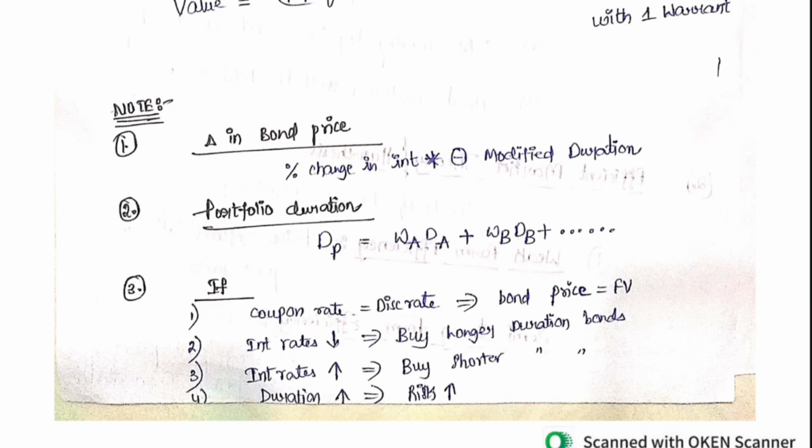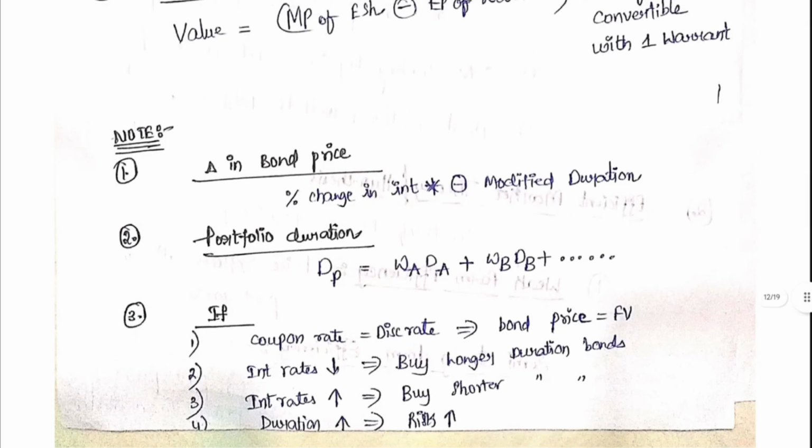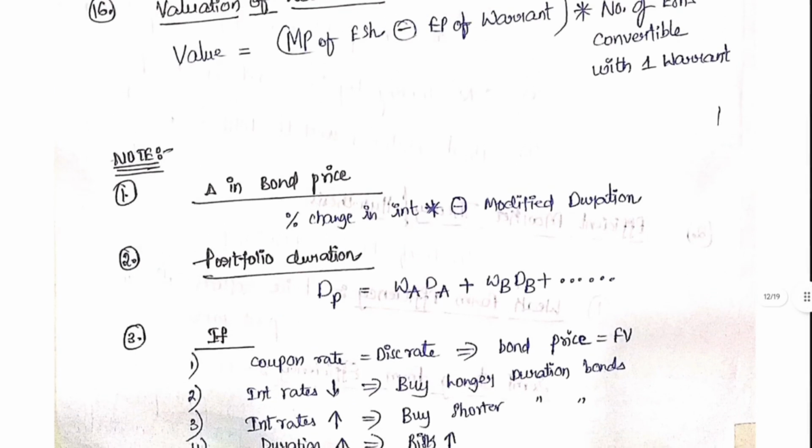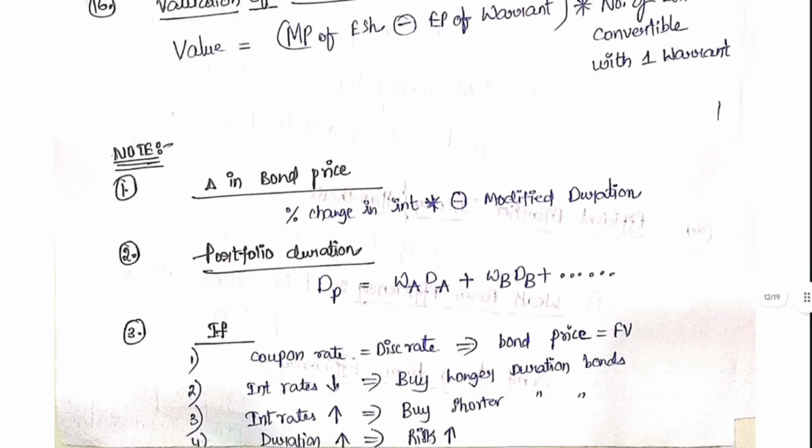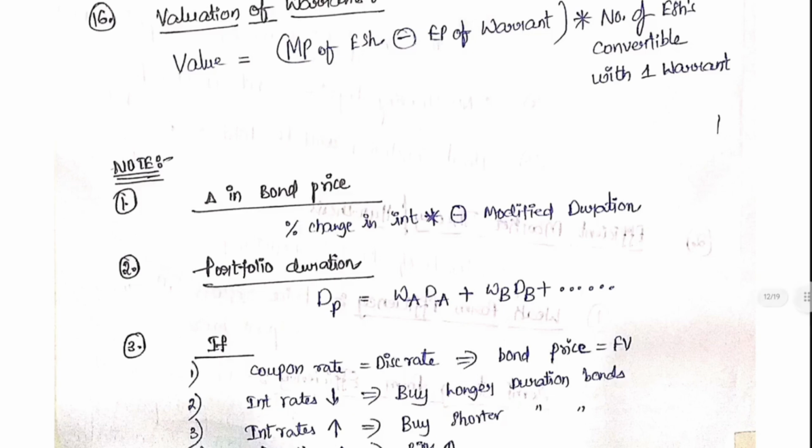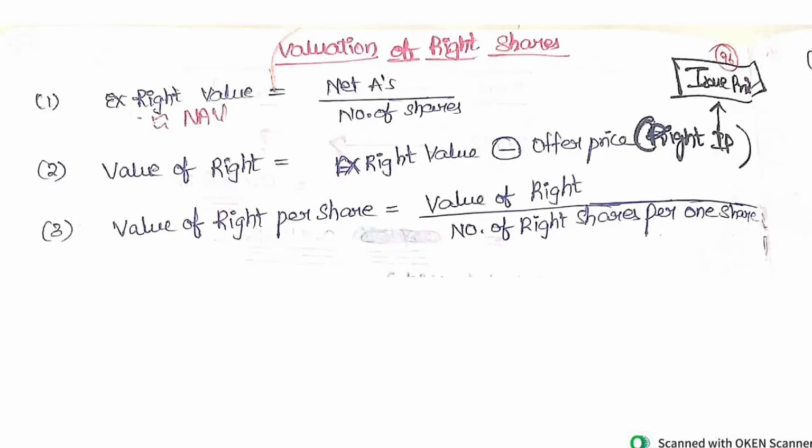Portfolio duration. Duration of portfolio equals weight of A into duration of A plus weight of B into duration of B, and so on, weight of N into duration of N. If coupon rate equals discount rate, bond price is at face value. If interest rate decreases, buy longer duration bonds. If interest rate increases, buy shorter duration bonds. If duration increases, risk will be high, buy less risky bonds.